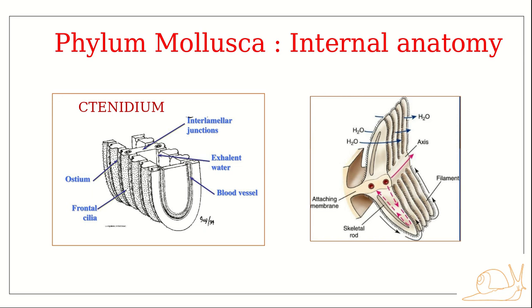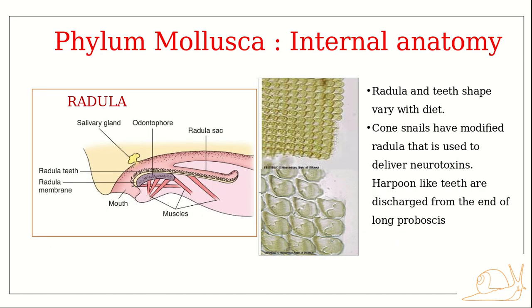Now how respiration is brought about with the help of ctenidia, we will be learning when we study the respiratory system of Pila globosa, which is a type species we are going to learn under phylum Mollusca. Now another unique character of mollusks alone is the radula. It is a structure associated with the digestive system.